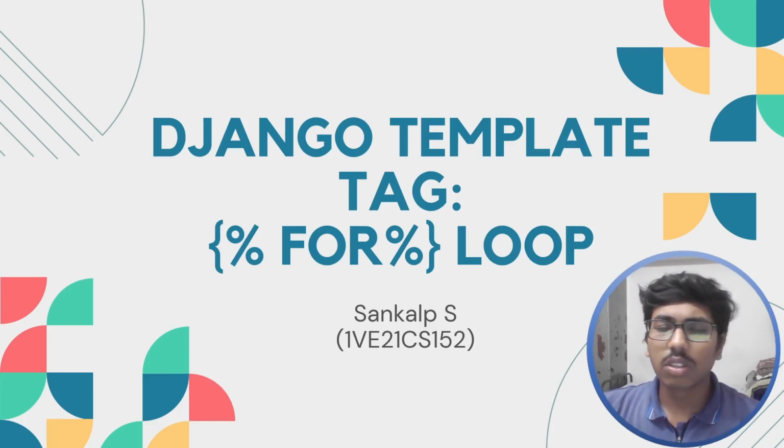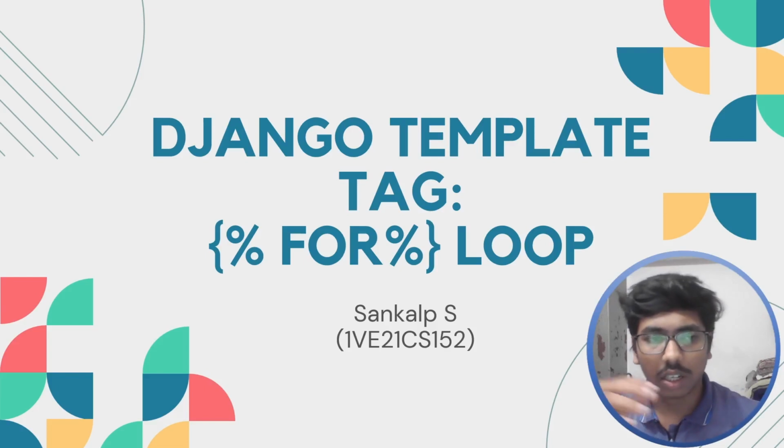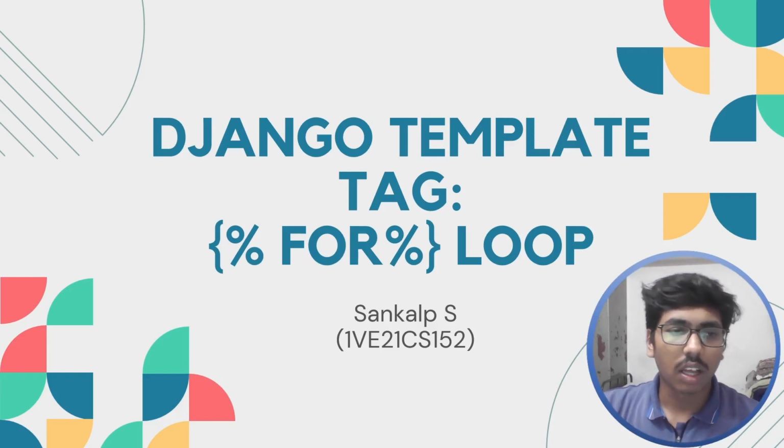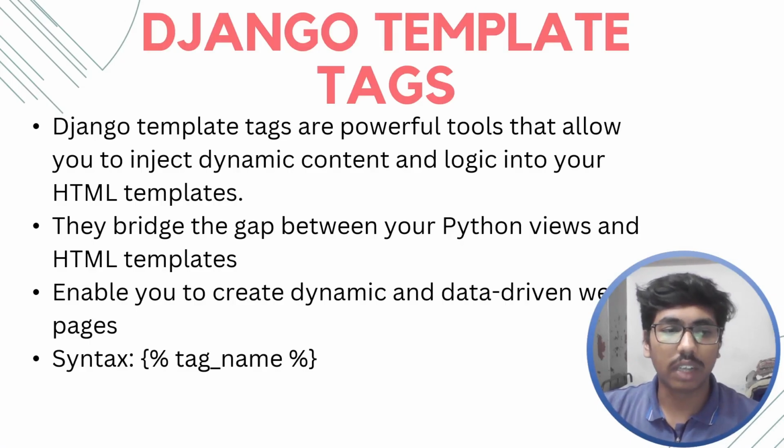One of the most useful features of Django templates is the ability to use tags. Tags are special commands that we can use in our templates. In this video, I'll be focusing on this specific tag called the for loop. The for loop is super handy when we want to display a list of items or repeat certain HTML elements.